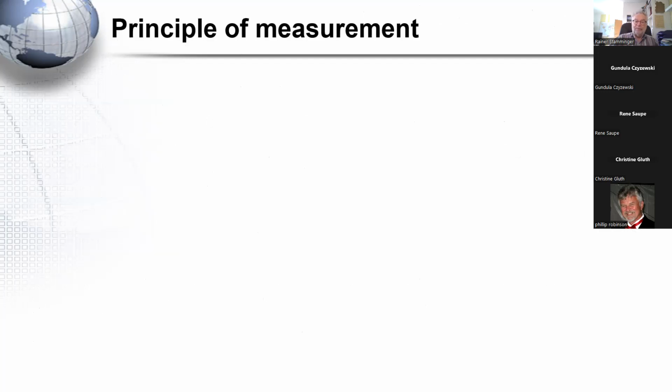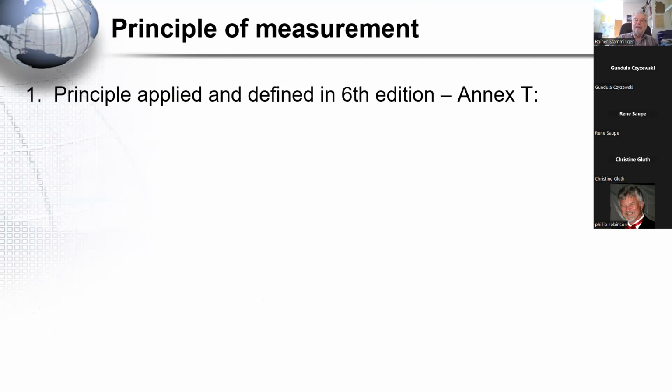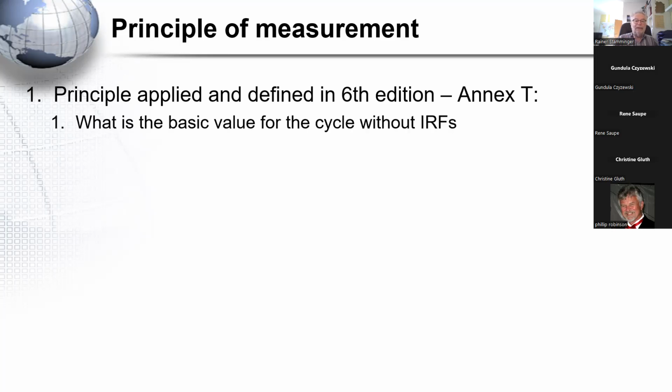So what was the approach which we took to come to a measurement of these intermittently recurring functions? This principle is defined in Annex T of the standard. It's not so easy to read. Don't be confused. In principle, it's simple. And what I'll try to do is to give you some introduction to that, and this will help you to understand that it is simple.